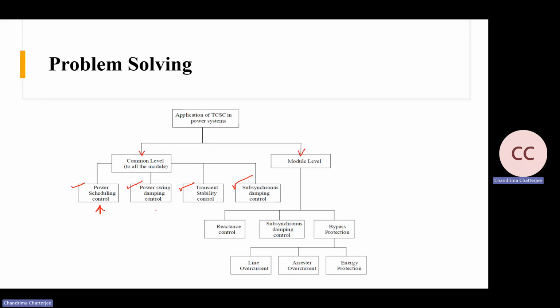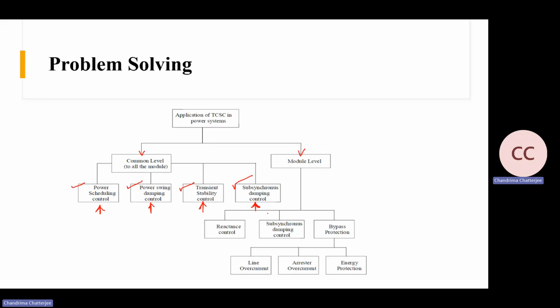So TCSC provides damping to power oscillations. That is another application. And then transient stability and subsynchronous damping. Subsynchronous damping means when the frequency of oscillation is less than the power frequency. That is called subsynchronous oscillation. TCSC can provide damping for that also.